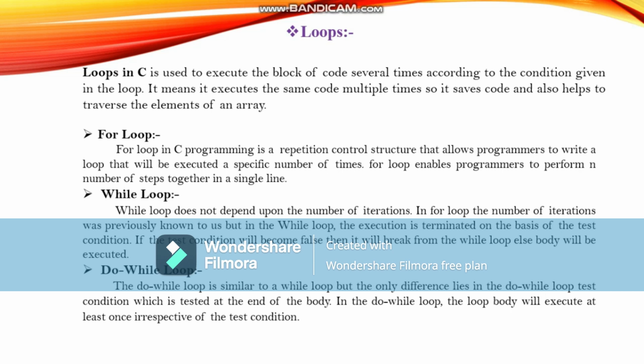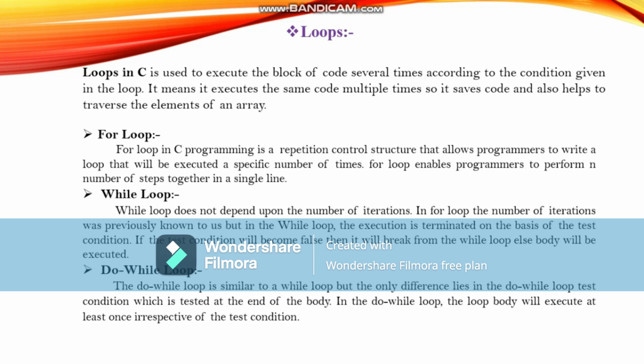The first one is the for loop. The for loop is a repetition control structure that allows programmers to write a loop that will execute a specific number of times, or enables programmers to perform a number of steps together in a single line. Second one is the while loop. The while loop does not depend upon a known number of iterations. Execution is terminated on the basis of the test condition. If the test condition becomes false, then it will break from the while loop, else the body will be executed.